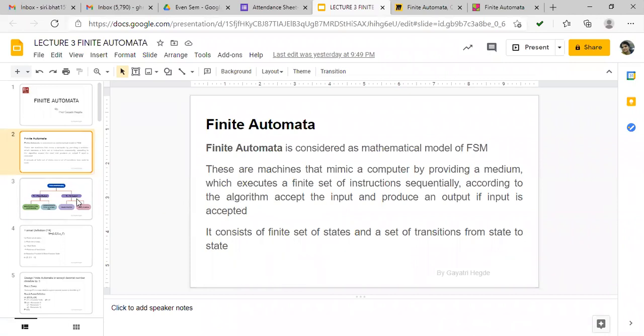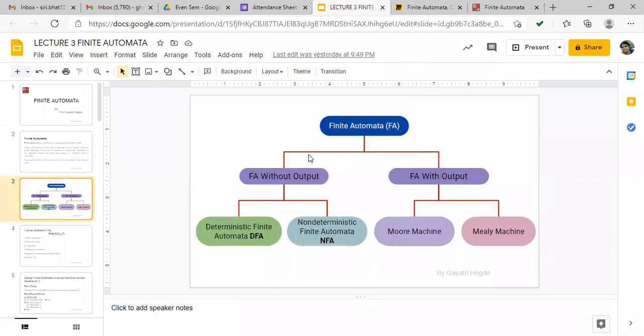So the finite automata can be broadly divided into two: finite automata without output and finite automata with output. Finite automata without output is divided into two more, DFA and NFA. Finite automata with output is divided into Moore machine and Mealy machine. Students, you have to remember this.